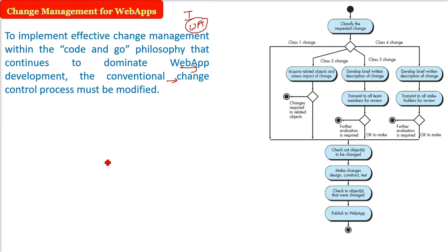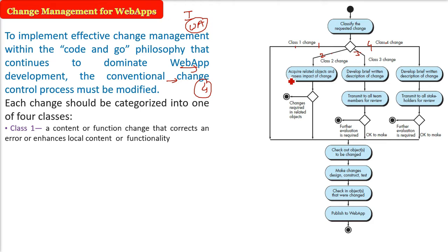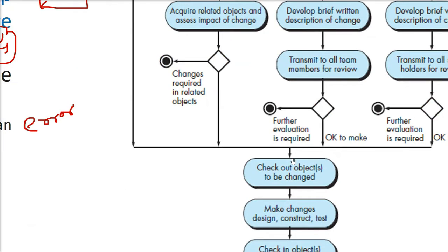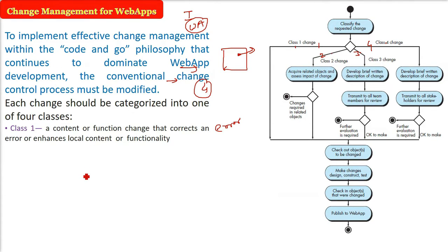You can categorize these changes into four classes, namely the first one, second one, third one and fourth one. So what are these classes? Class 1 is when a content or function change corrects an error or enhances local content or functionality. That is, it is not related to anything else. There is a simple content you need to change or correct. This is a class 1 kind of change. When you do this, you need to classify the requested change. We classify it as change 1, and then you just check out the object to be changed and make changes in design, construct, etc.